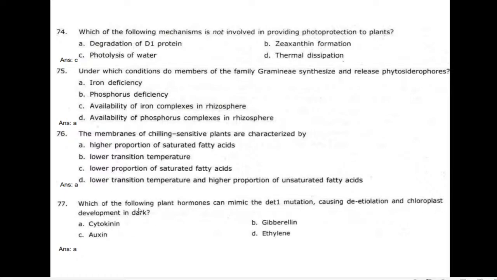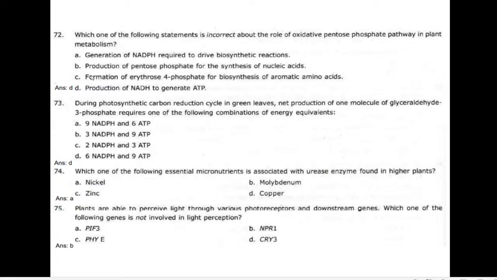The thing here is the dark condition. Whenever the plant undergoes a dark process, that process is under cytokinin activity. Then which one of the following statements is incorrect about the role of the oxidative pentose phosphate pathway? The statement here is about the oxidative pentose pathway of plant metabolism.